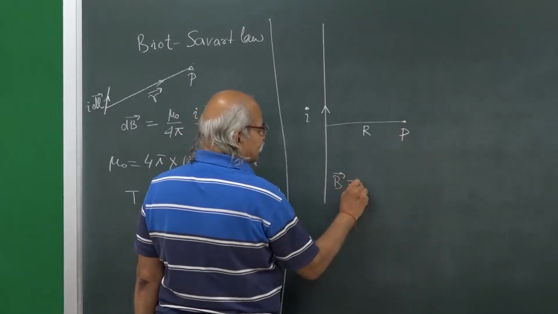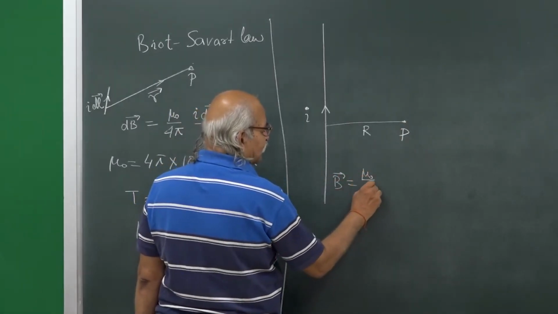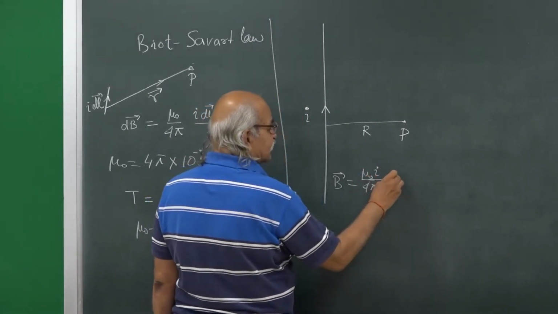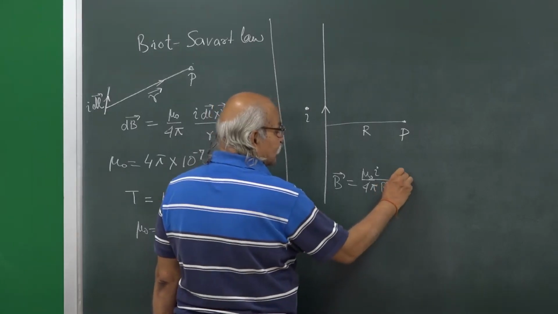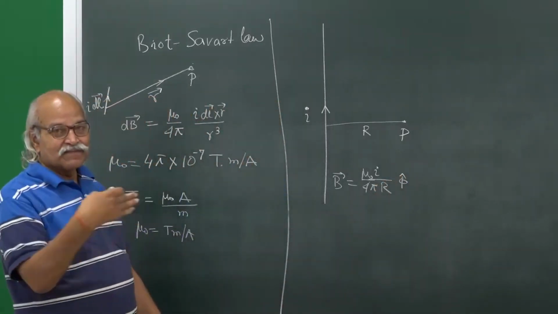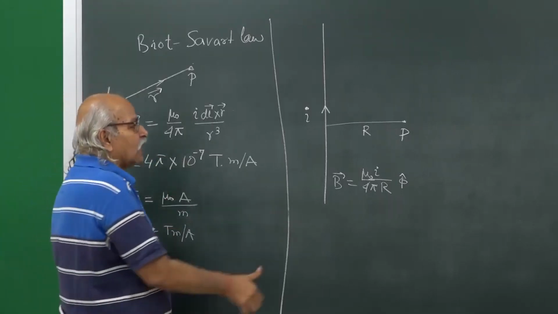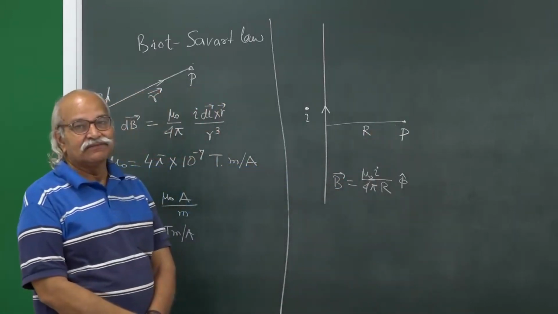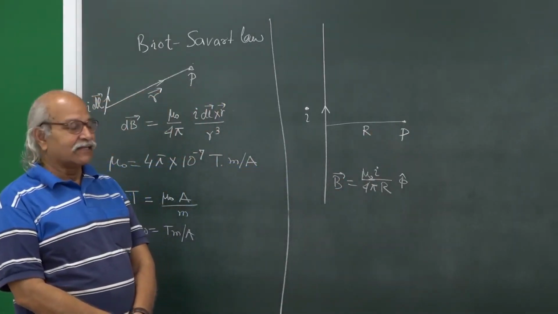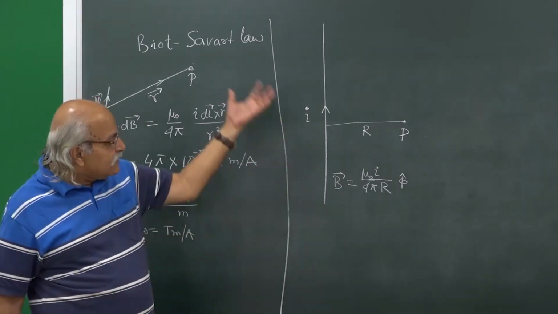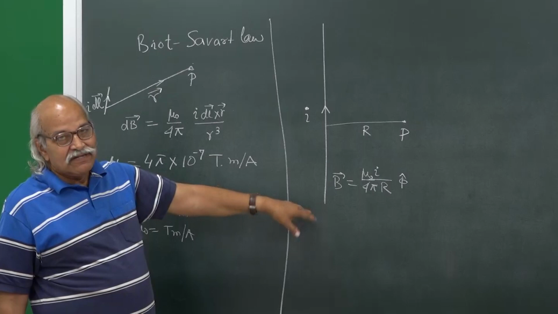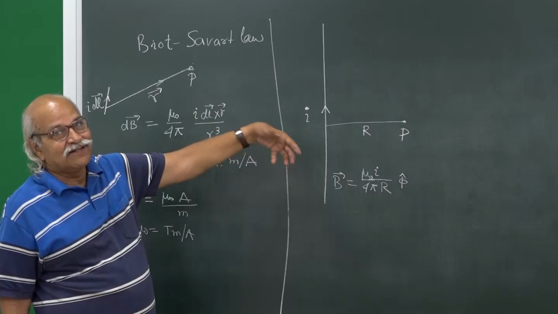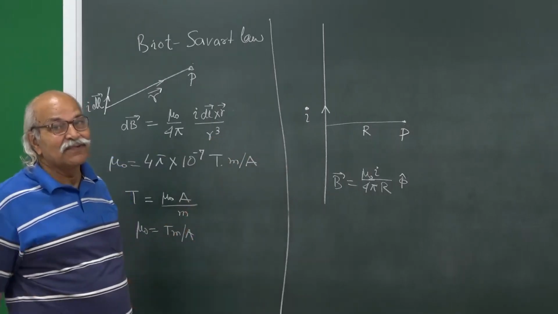At this point, B is mu naught over 4 pi, then the current I, and this r here. In which direction? That is given by the right hand thumb rule. Your thumb should be along the current, and then the curling fingers give you the direction of the magnetic field there. I will rederive it, but with cylindrical polar coordinates, so that you get practice using them also.